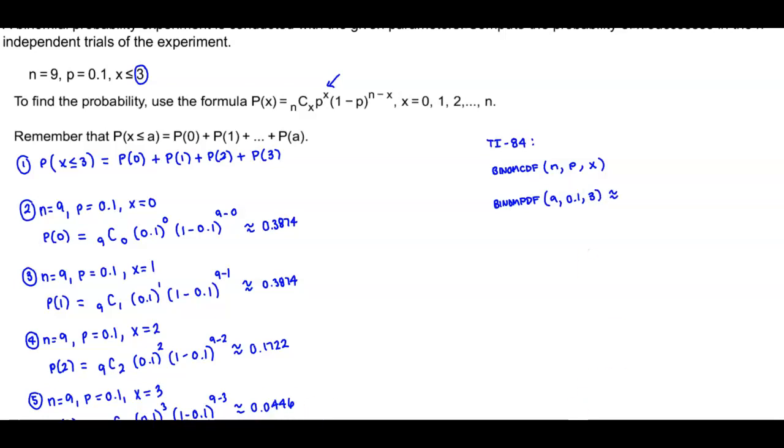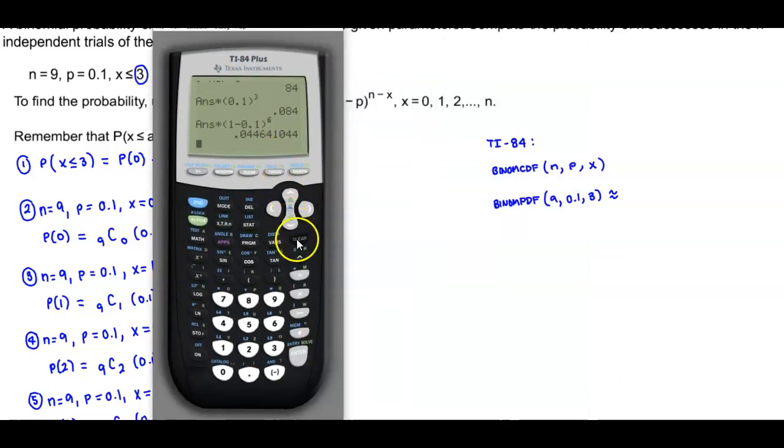Okay, so let's go ahead and use our calculator here. We're going to hit second, distribution, and then scroll all the way down to where we see binomial CDF, meaning cumulative. And then the number of trials is 9. We know that the value of the probability is 0.1. And we know the value of x is 3. And then we're going to select paste, select enter, and we should get 0.9916. Or in this case, 0.9917.